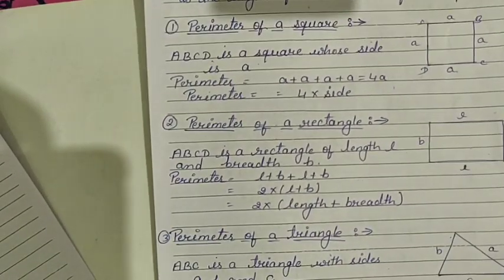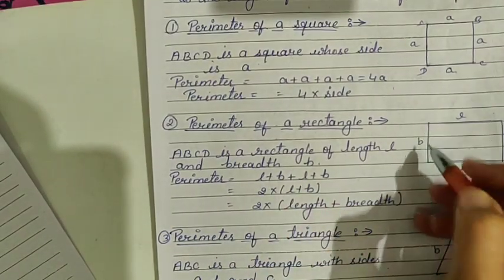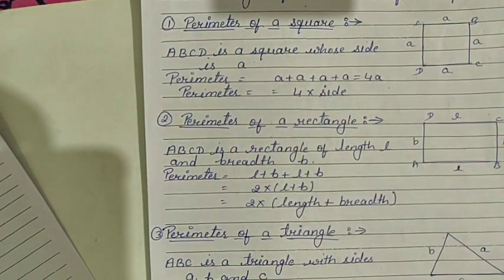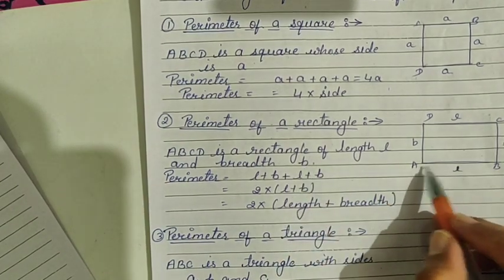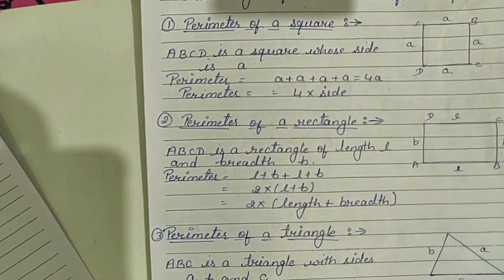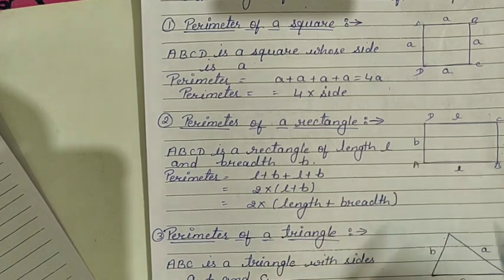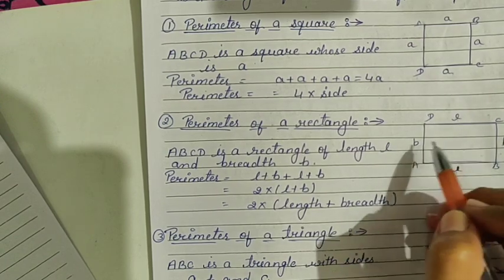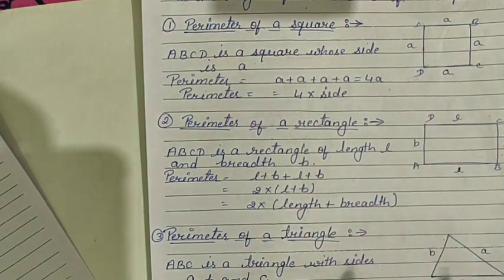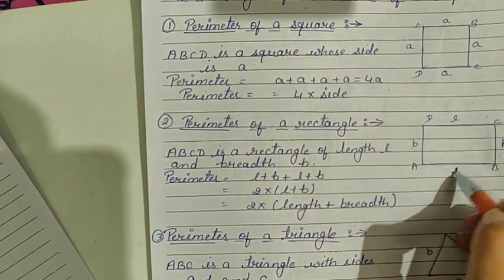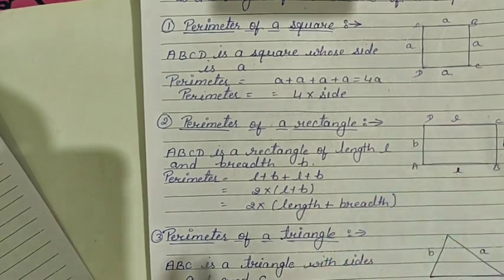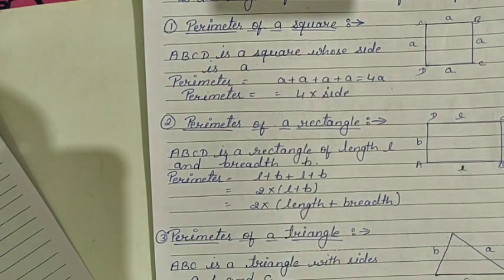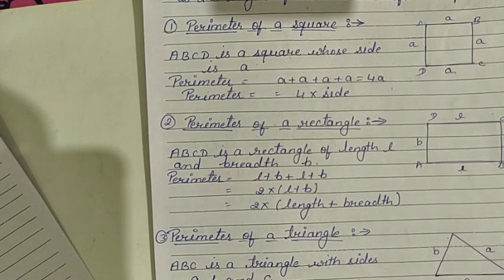Now perimeter of a rectangle. A, B, C, D. This is a rectangle ABCD. Its length is L and breadth is B. Opposite sides of a rectangle are equal. So if one side is L, then the opposite side will also be L. If one is B, then the opposite will be B. So perimeter of this rectangle is equal to L plus B plus L plus B, and that is equal to 2 into (L plus B). So perimeter of a rectangle is equal to 2 into (length plus breadth).